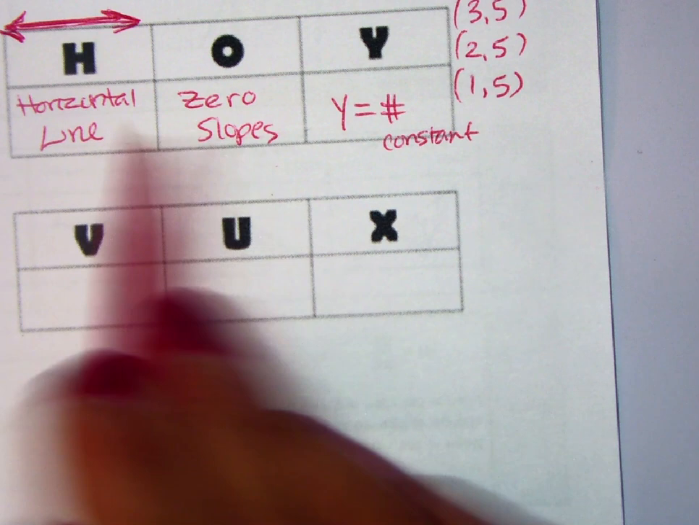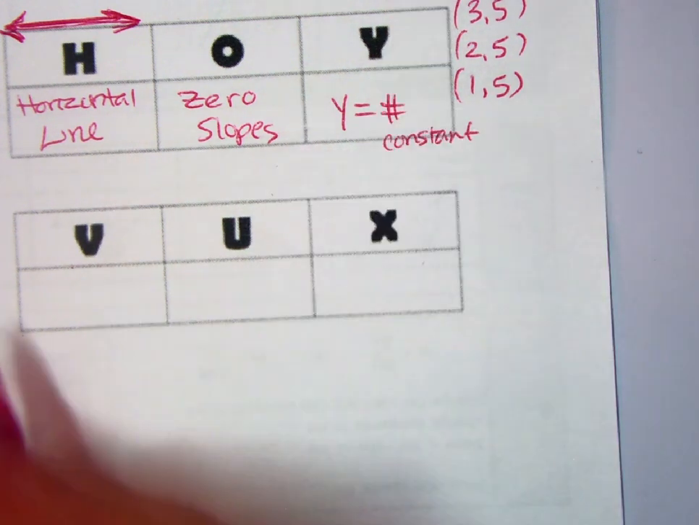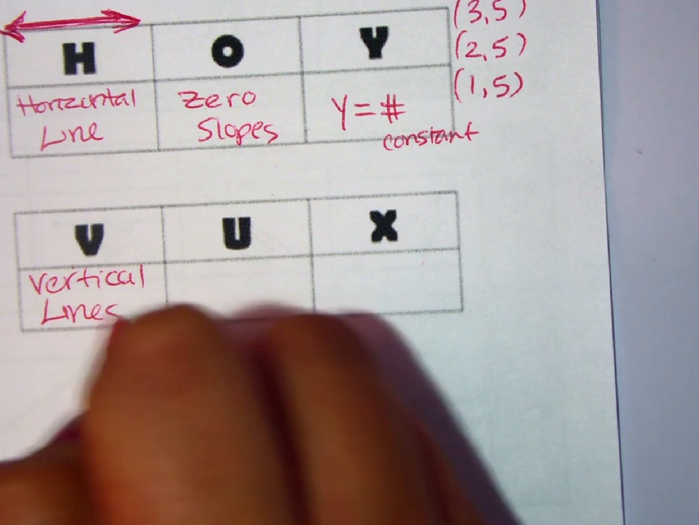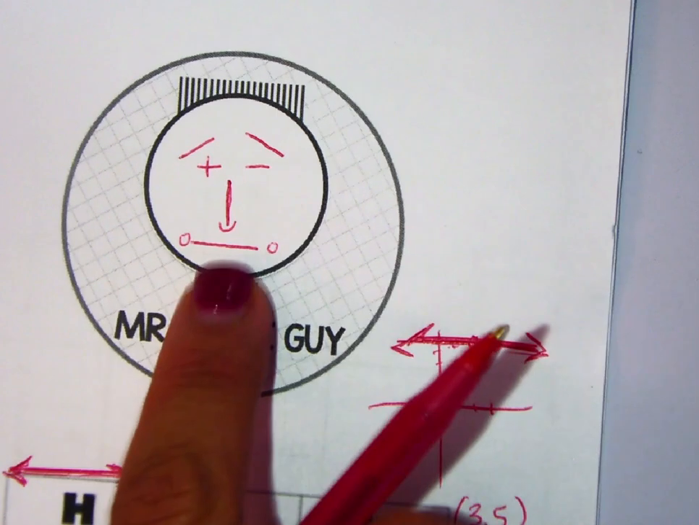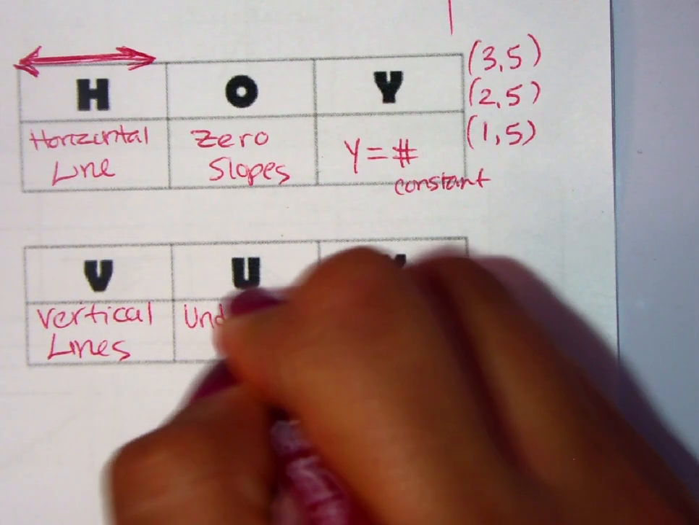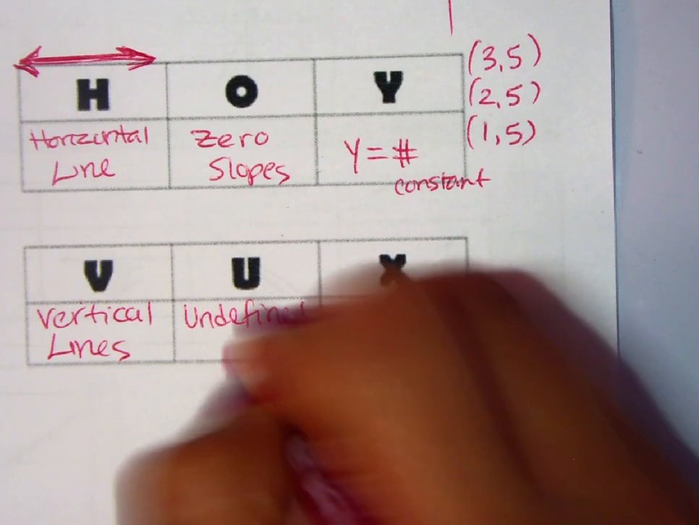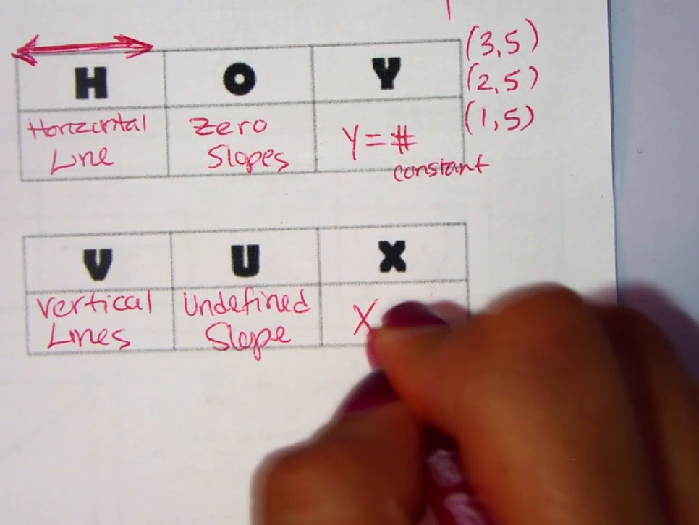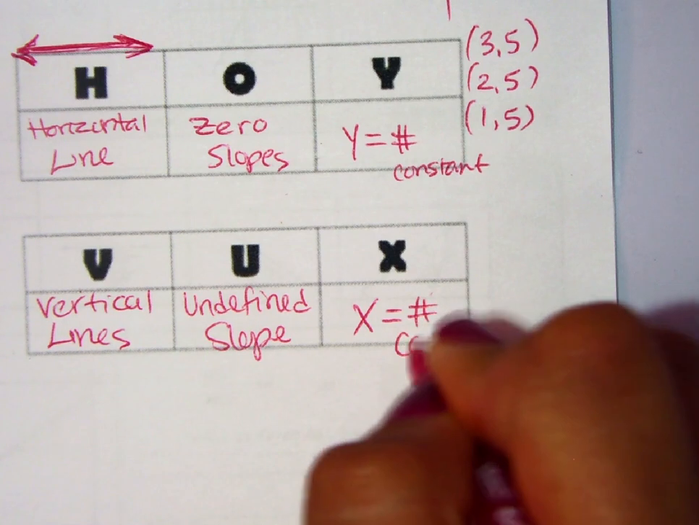Bucks is the opposite. So Hoy is for horizontal, Bucks is for vertical lines. And the vertical lines is like the nose of Mr. Slope Guy. So vertical lines have undefined slope. And what that looks like in an equation is x equals a number or a constant.